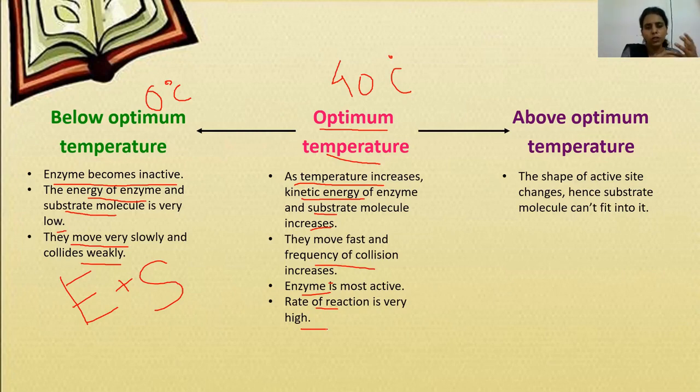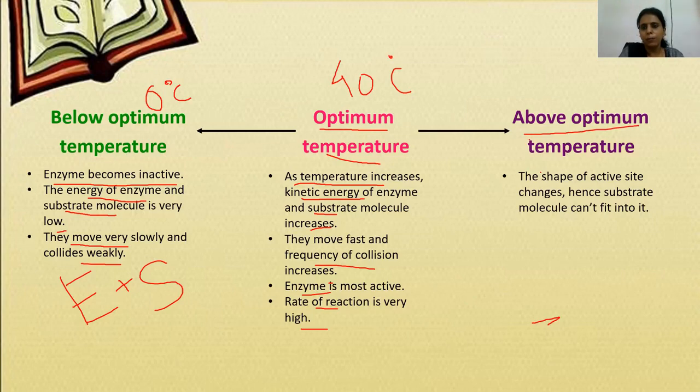For example, if this question is asked in the exam for 4 marks, you must include the point of kinetic energy, the point of collision, the point of moving fast. Because the enzyme and substrate molecules start moving faster, the chances of collision between them increase. You must include all these points, including that the enzyme is most active and the rate of reaction is very high at optimum temperature.